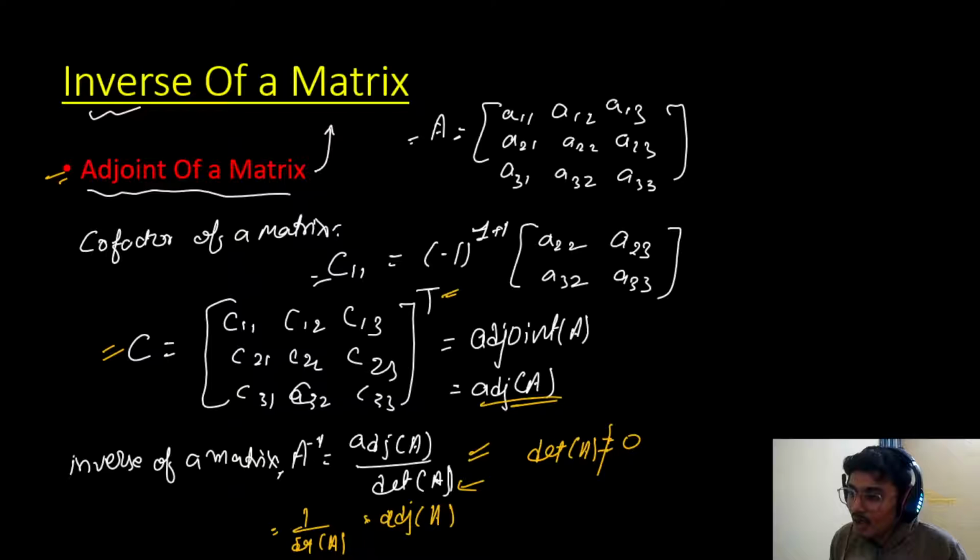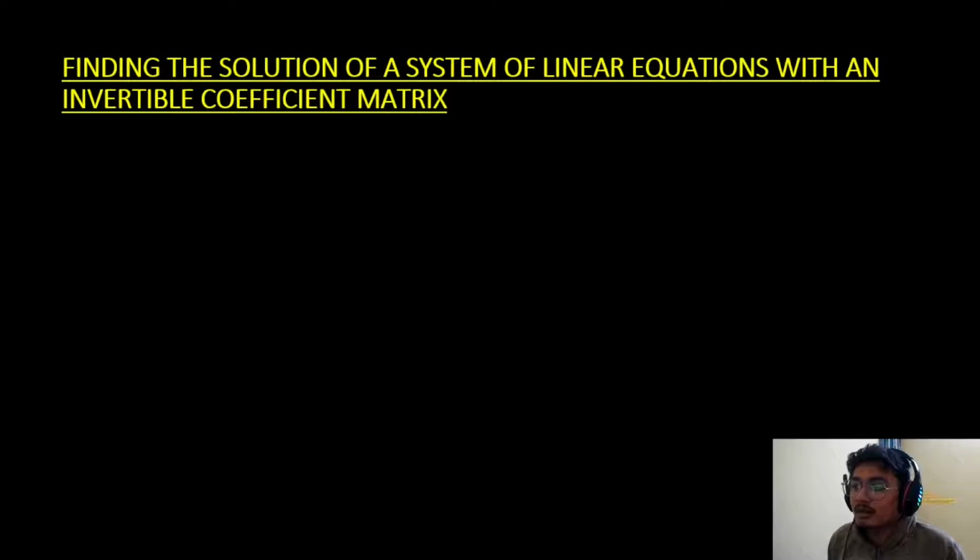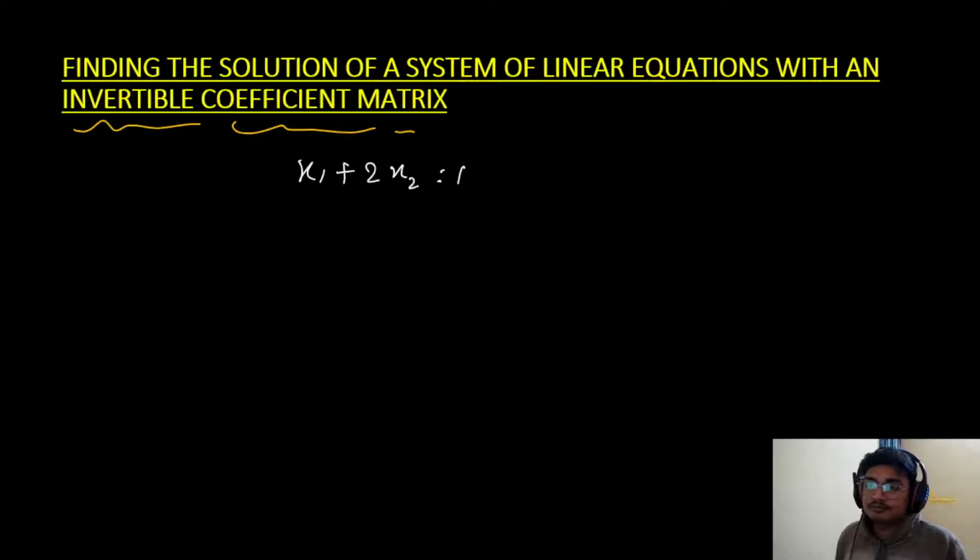Now let's move to finding the solution of a linear equation with an invertible coefficient matrix. Here you can see it is written clearly, invertible coefficient matrix. So let's take an example. Let's say we will take a 2 by 2 matrix. We have the equations x1 plus 2 x2 equals 1, and also 3 x1 plus 5 x2 equals 2.